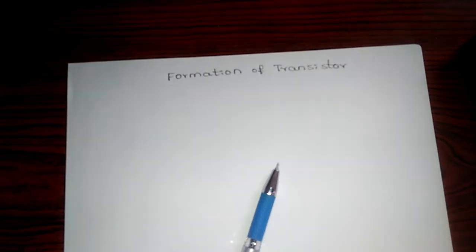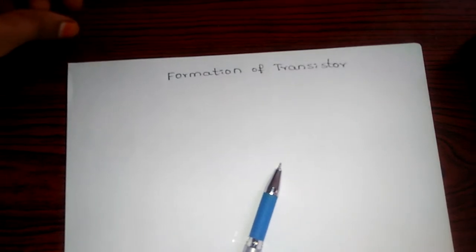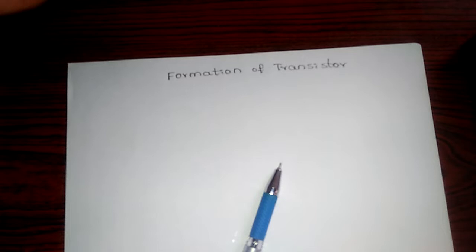Today in this video, let's know about the formation of transistor. Let's see. Transistor is basically a silicon or germanium crystal containing three separate regions. What are those three regions? So, three regions are emitter, base and collector.